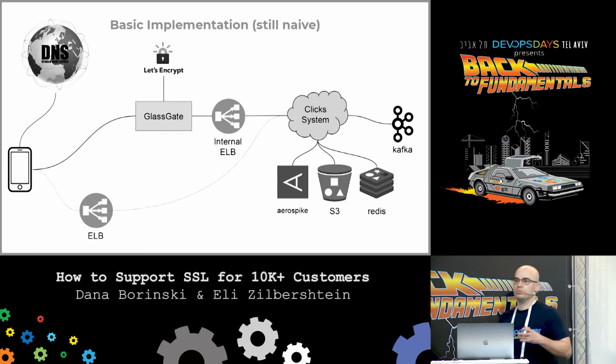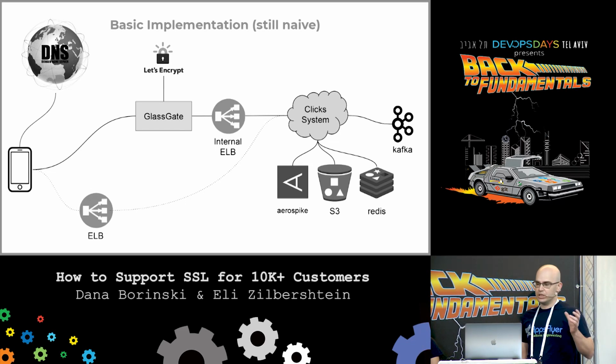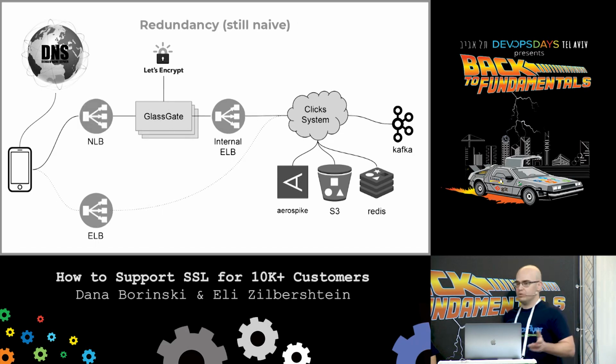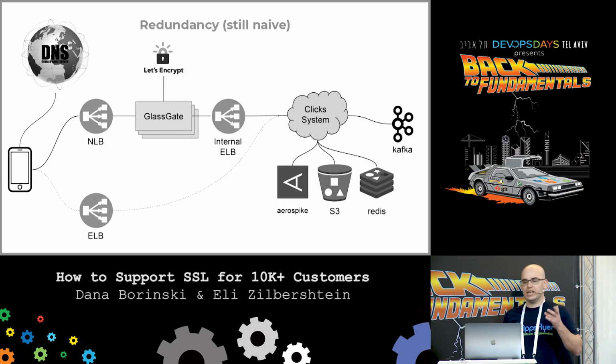In order to make the solution more effective, instead of the external ELB, let's forward the traffic to the internal ELB. Redundancy: we want to run more than one node. We expect a lot of traffic and want to have redundancy, so we'll need to deploy a load balancer. NLB looked like the right solution for us since the SSL termination is being performed on our GlassGate nodes.